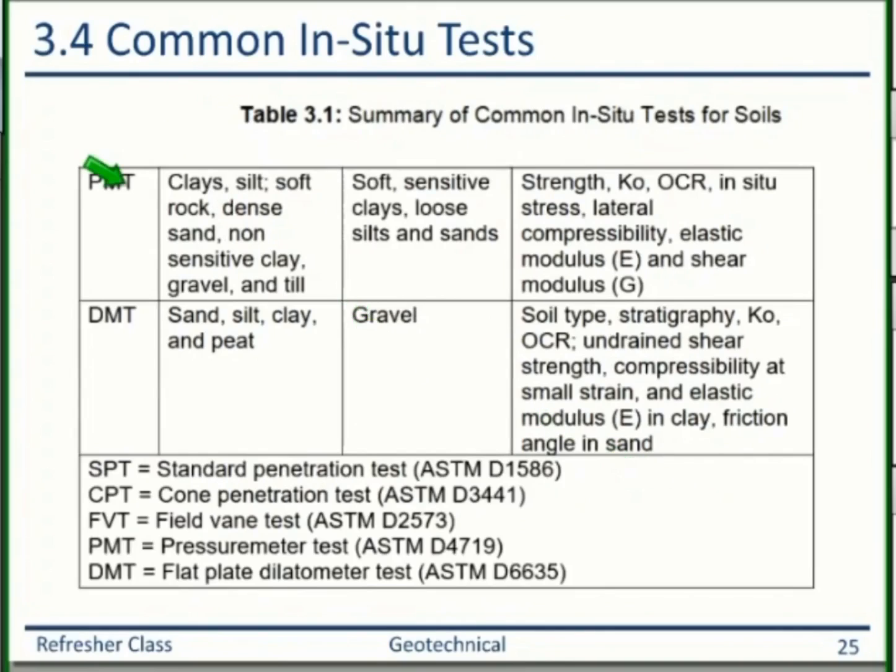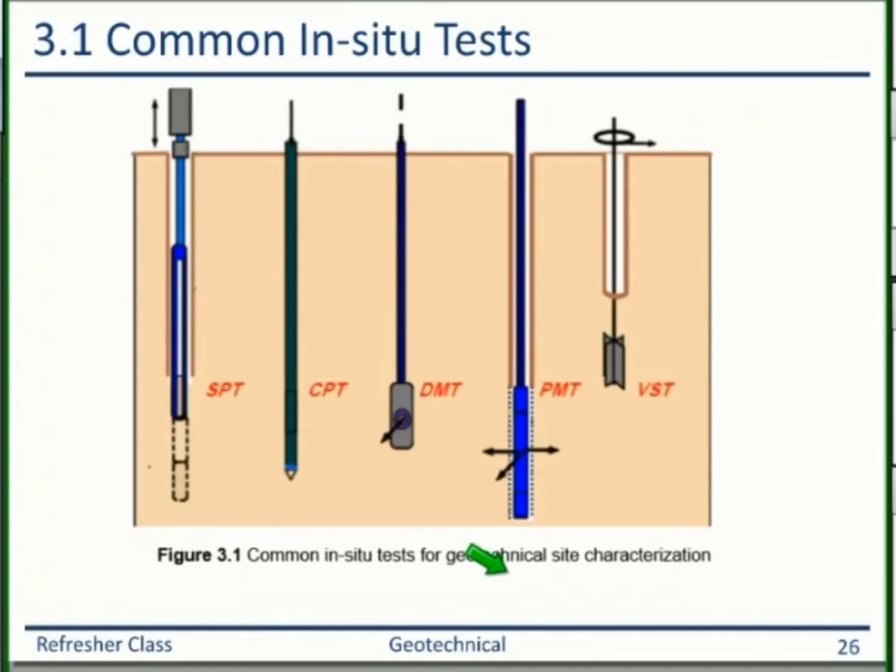Furthermore, there are the pressure meter test and dilatometer test, which are given here, and these are the parameters we can determine from them. And these numbers belong to ASTM numbers. For the standard penetration test, the designated ASTM number is D1586. The cone penetration test is this. Then the field vane test, pressure meter test, and dilatometer test, also known as the flat plate dilatometer test. These are common in situ tests for geotechnical site characterization.